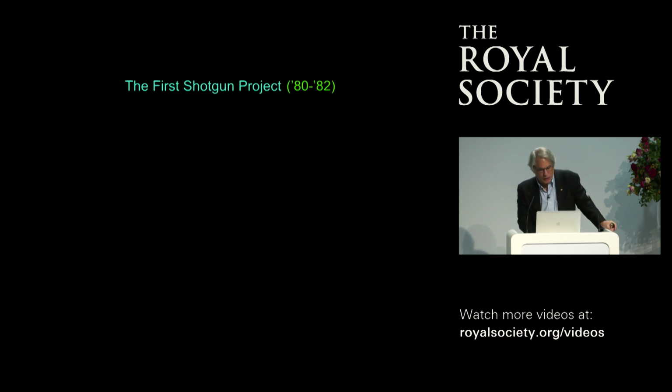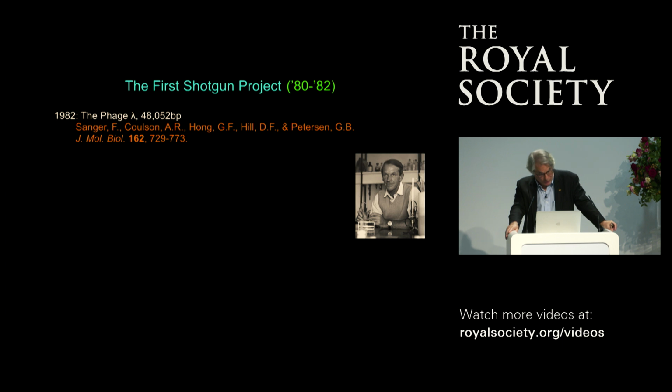Okay, so the first shotgun project was conducted from, I think, 80 to 82, and it was by Fred Sanger, who won a Nobel Prize for developing, his second Nobel Prize actually, for developing this technique that actually delivers that 750 base pairs that I'm not describing to you, mea culpa. But I actually read this paper. I'm not sure how many people have read this paper. He sequenced a virus which was 48,052 base pairs long, using exactly the schema that I showed you.